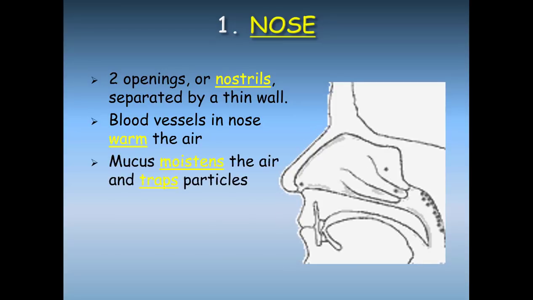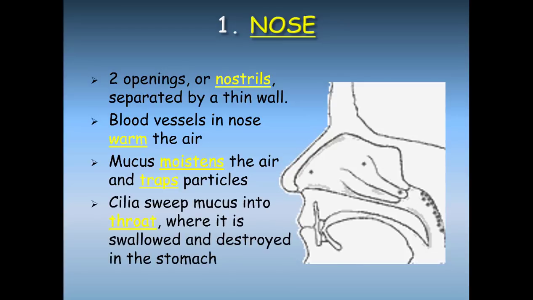It also contains mucus, which will moisten the air and help trap particles. Then there are also very tiny hairs that we call cilia, which will sweep that mucus into the throat. Yes, gross, but that is where it is swallowed and destroyed by the acids of the stomach.